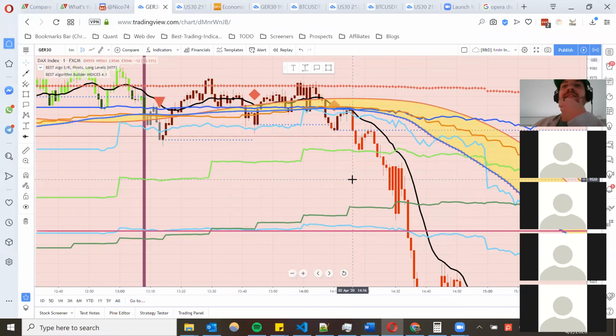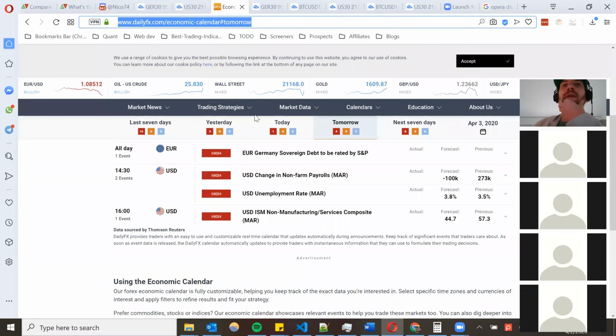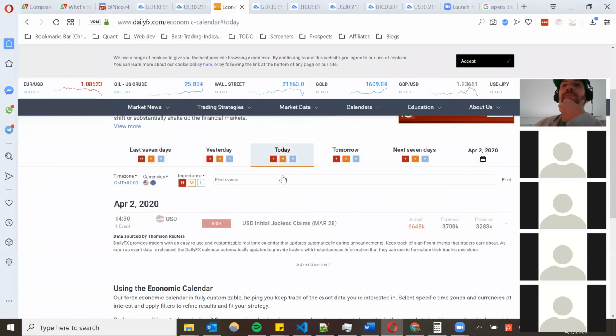Okay. We have 10 minutes left. Okay, guys. Why is there this big move this afternoon? Basically we had this USD jobless claims number. It's people that lost their job and right now are asking the government for money. So when you have this kind of number, which is twice the forecast, it's very bearish.